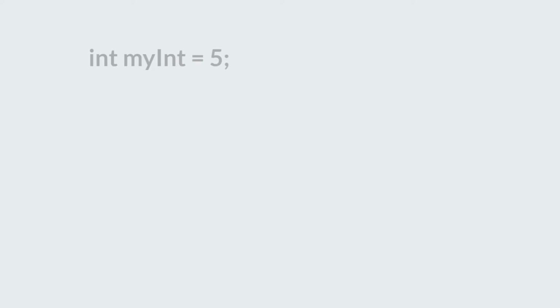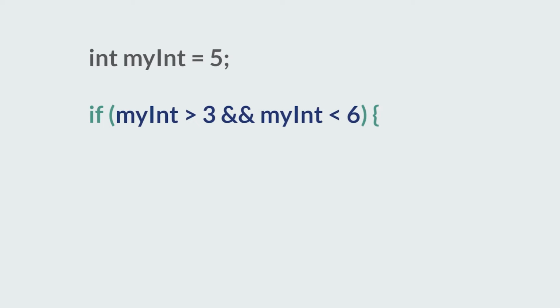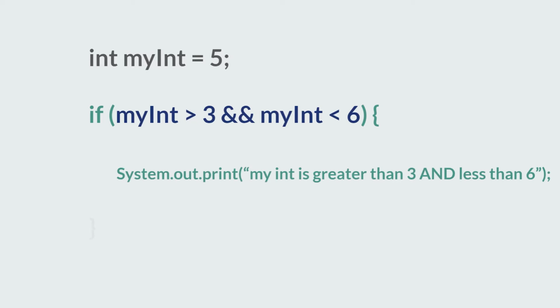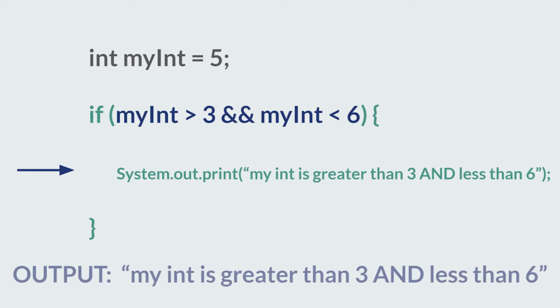Here's an example. Let's say we have an int called myInt and it's set to 5. Now we'll make an if statement. If myInt is greater than 3 and myInt is less than 6, then print out "myInt is greater than 3 and less than 6". So since our value is 5, it does fit in that category, so we can go through and output the statement.